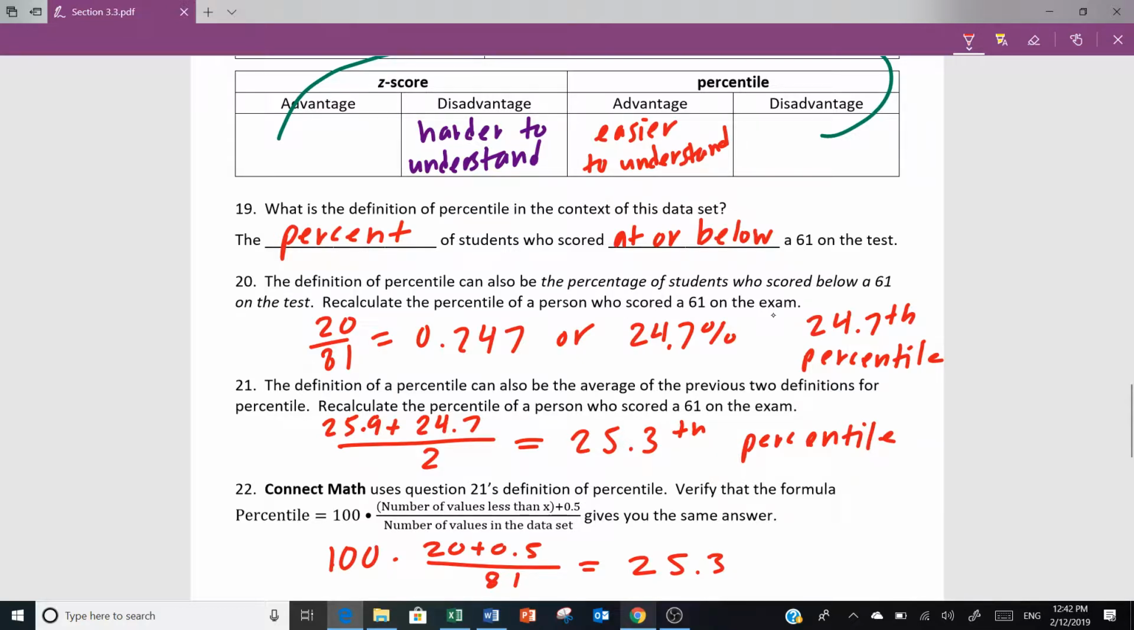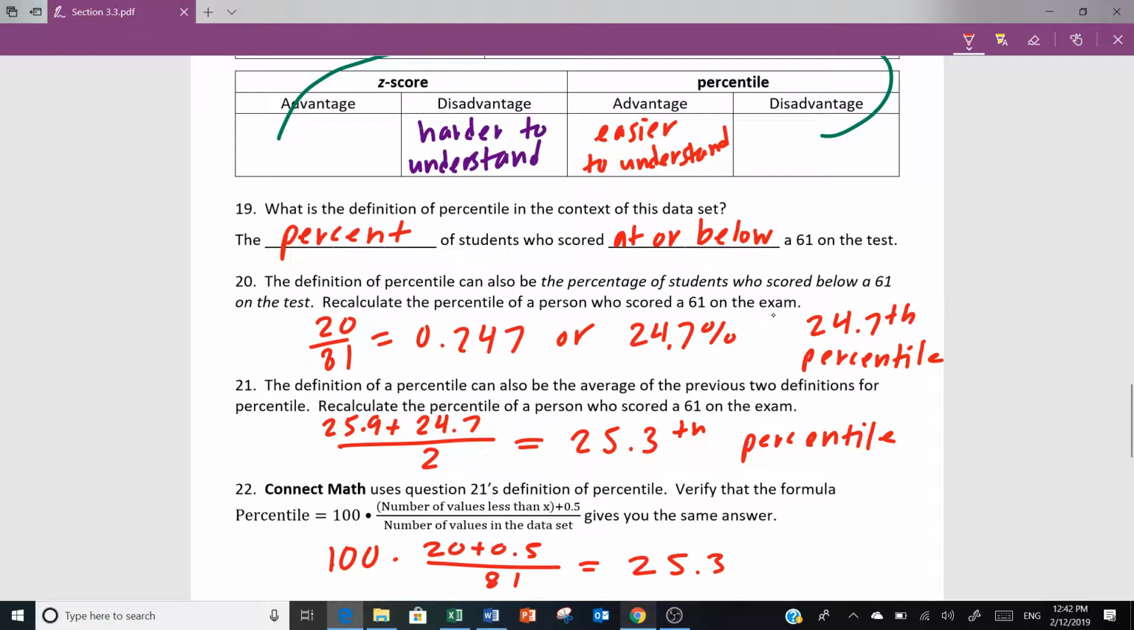I want to say this because we're all going to be doing the homework. Connect Math uses this formula for the percentile, but it is the average of both the previous definitions of percentile. You might wonder where Connect Math got this formula from, but all it is, is averaging the two definitions of the percentile: one where you include the value and one where you exclude the value.